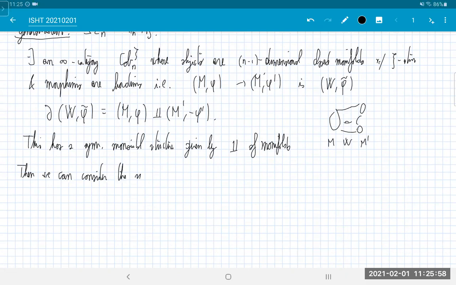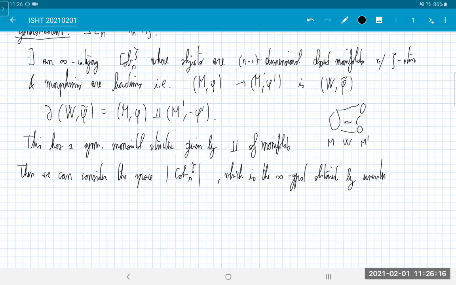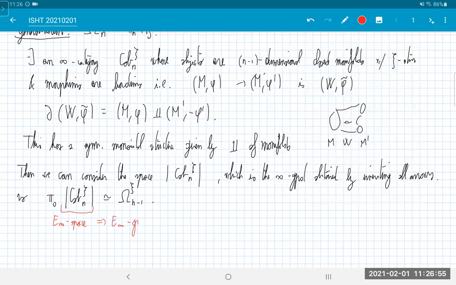Then we can consider the geometric realization of Cob Xi n, which is the infinity groupoid obtained by inverting all arrows. If I have a category, I can get a groupoid by inverting all arrows. The same is also true for infinity categories. So pi zero of this is exactly omega minus one Xi. And now, since Cob was a symmetric monoidal category, this is just an E-infinity space. And therefore it's an E-infinity group, since we proved that this monoid is a group.